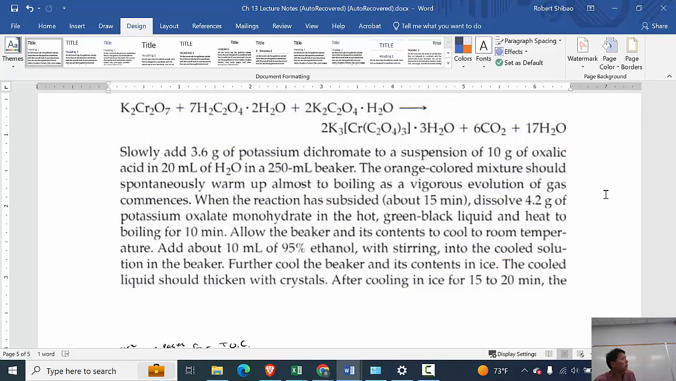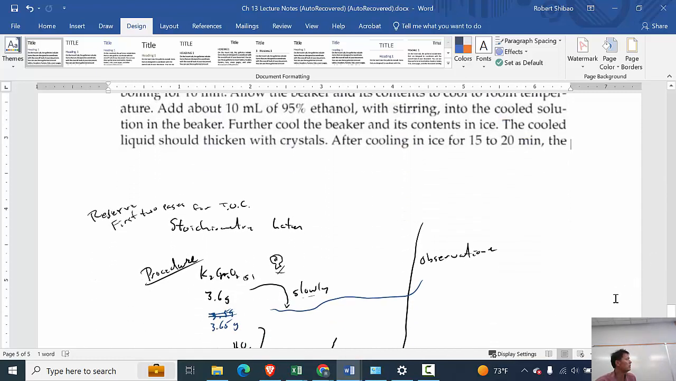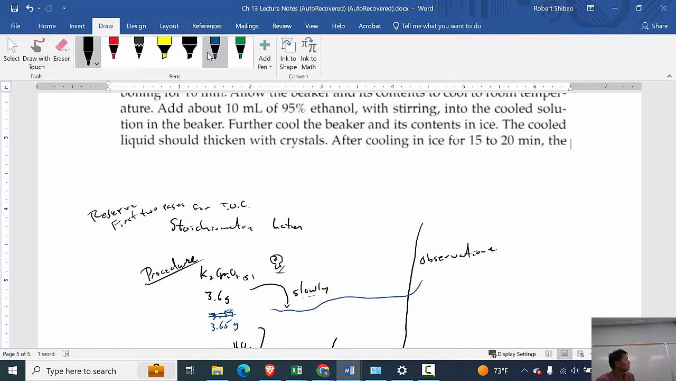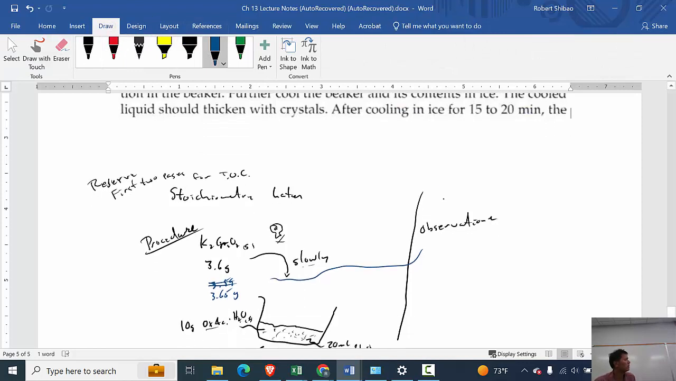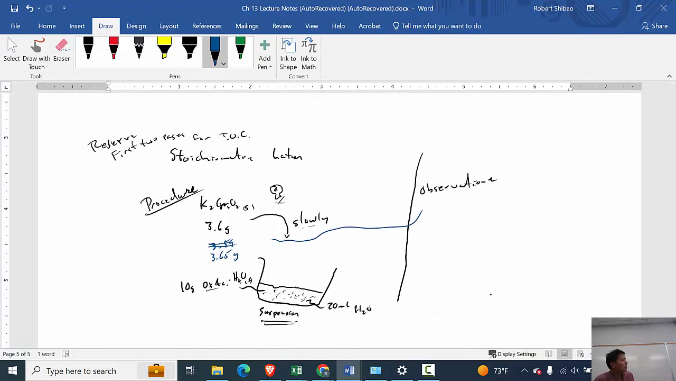The orange-colored mixture should spontaneously warm up, almost to boiling. Okay, so orange-colored mixture, that means we need to know the color and form. So for observations here, we're going to write down how much we actually use. The procedure says use 3.6. We might have gotten 3.65 grams. But whatever amount you use, you write it here.